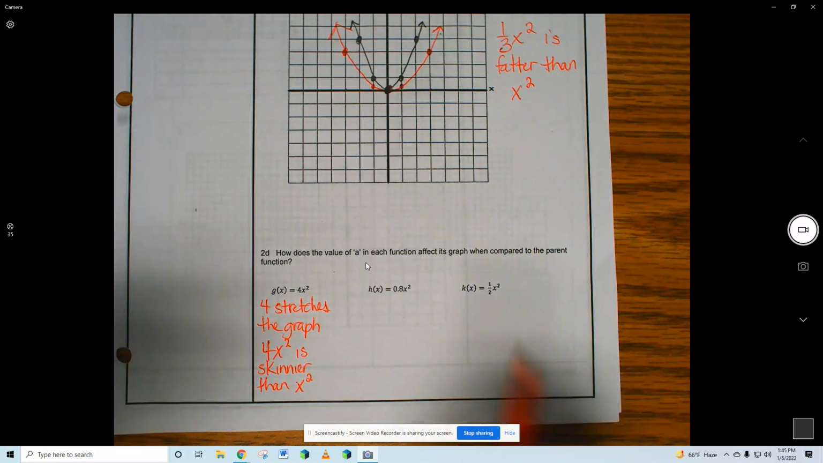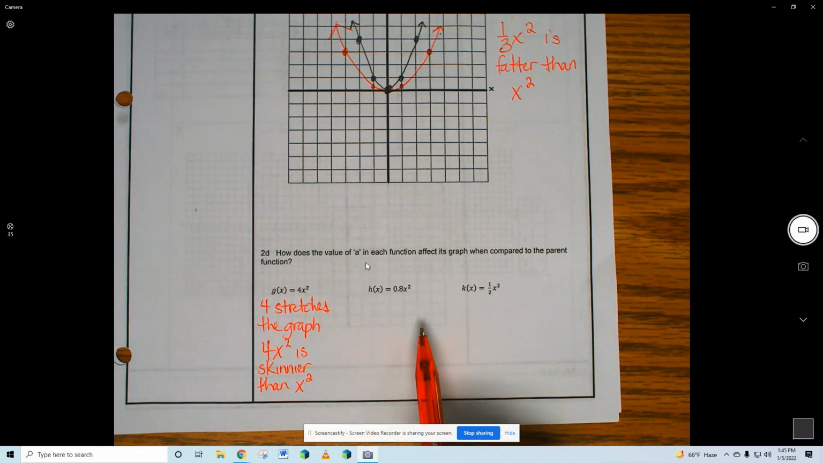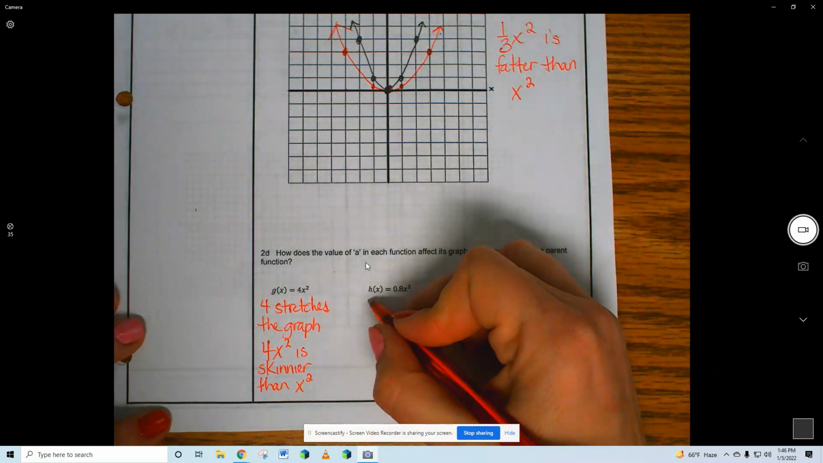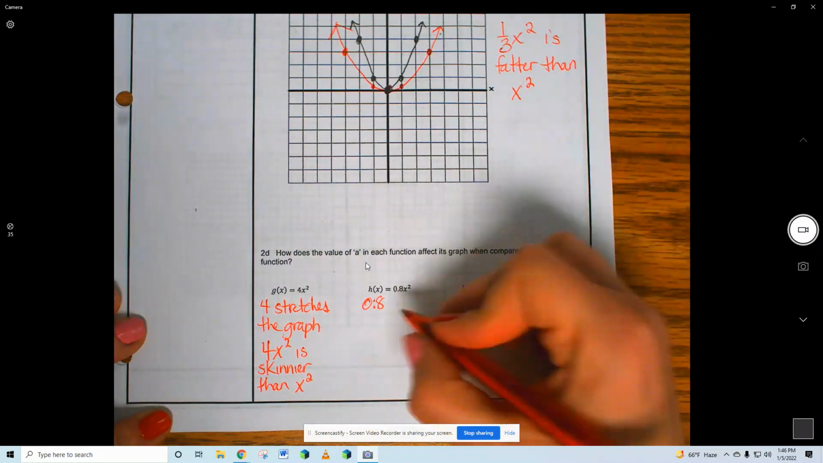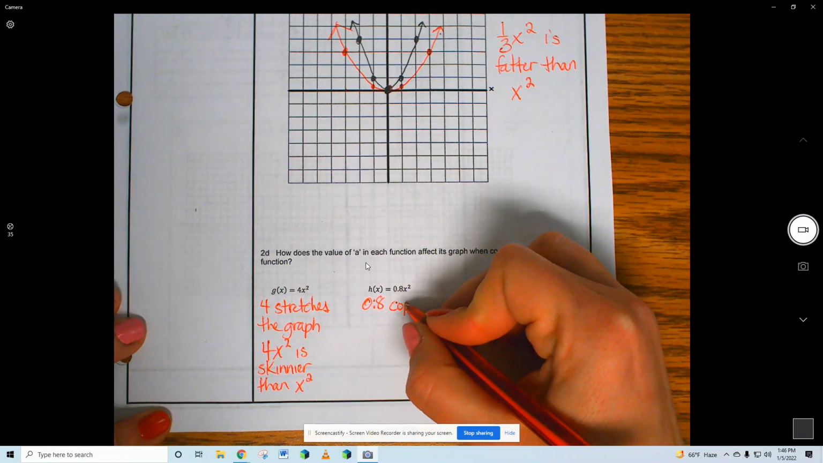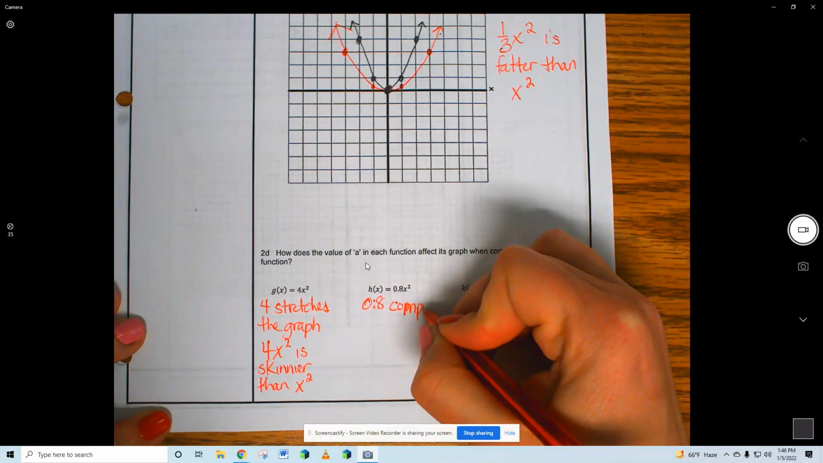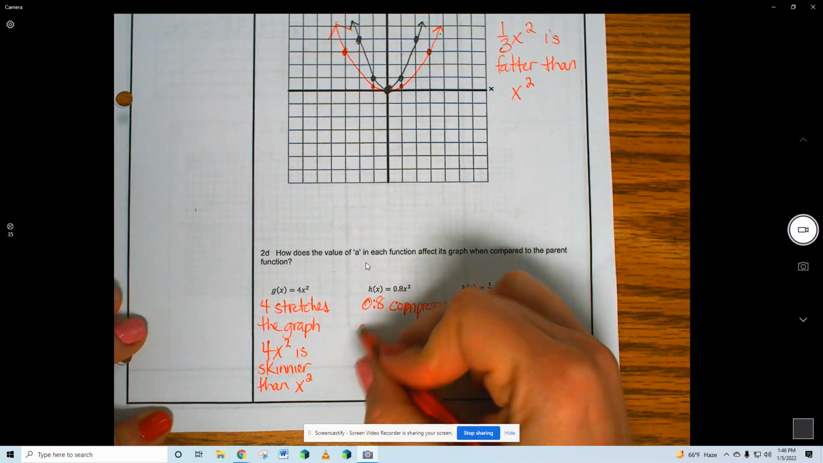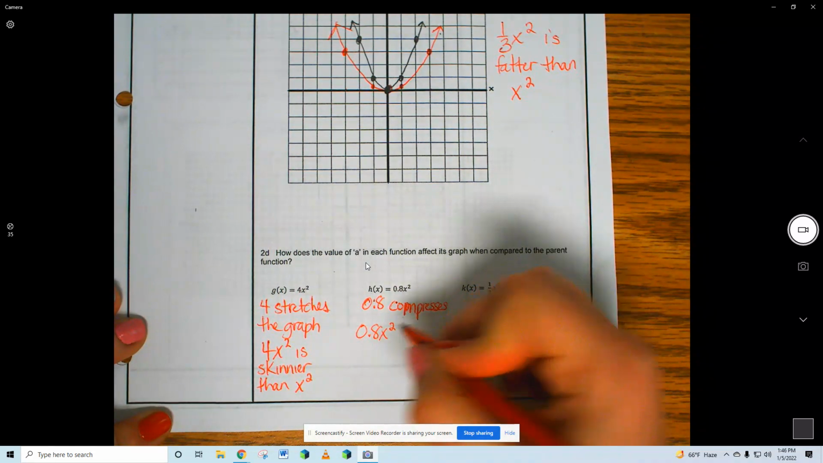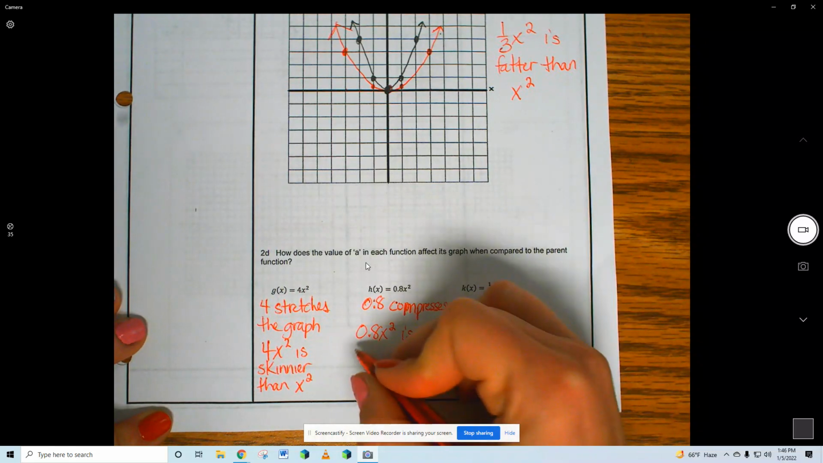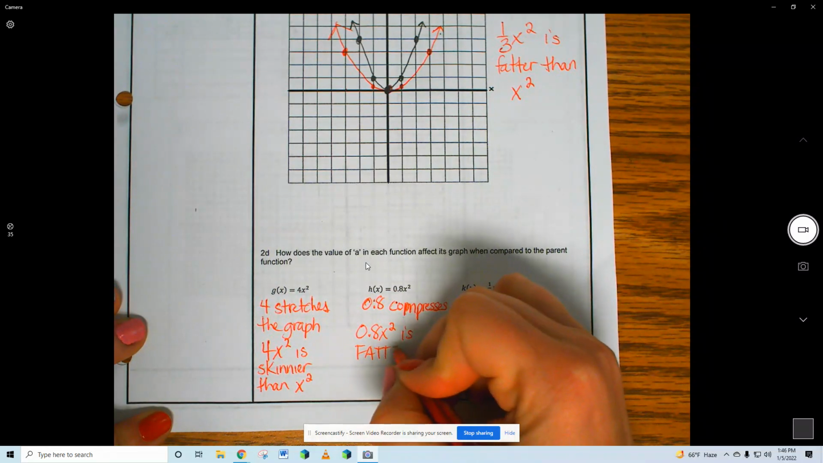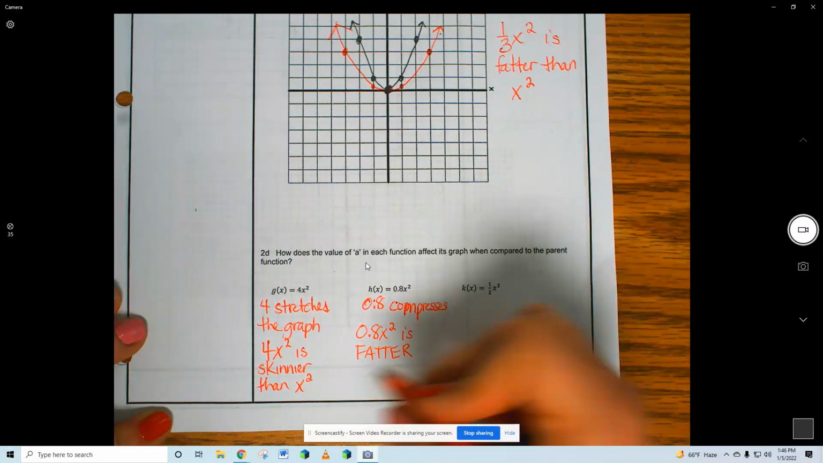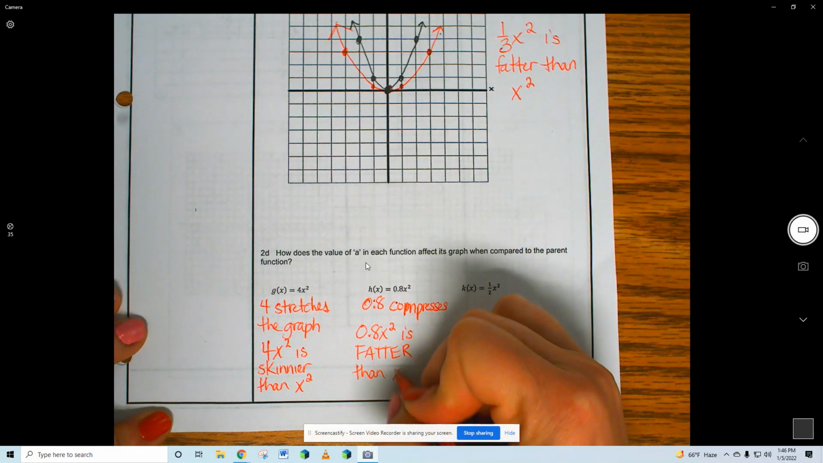What does 0.8 do? That's less than 1, by the way. Compress, less than 1. Yep. 0.8 compresses. 0.8x squared is fatter than x squared.